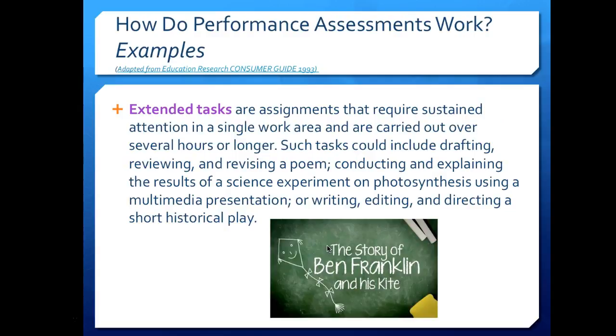Extended tasks are assignments that require sustained attention in a single work area. And this is something you might consider for culminating performance tasks. Such tasks could include drafting, reviewing, and revising a poem. And then, of course, there's the whole topic and content area issue, and there's all sorts of things that can be surrounding that leads up to a particular poem. Conducting and explaining the results of a science experiment on photosynthesis using a multimedia presentation. Or writing, editing, and directing a short historical play, for example, the story of Ben Franklin and his kite. It varies, but extended tasks then become performance tasks.